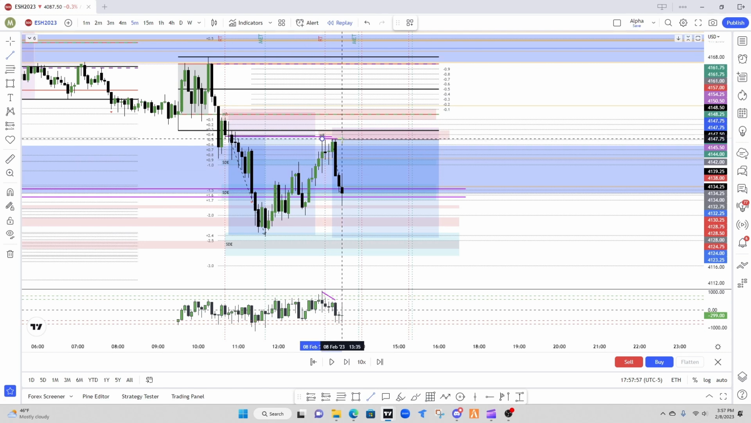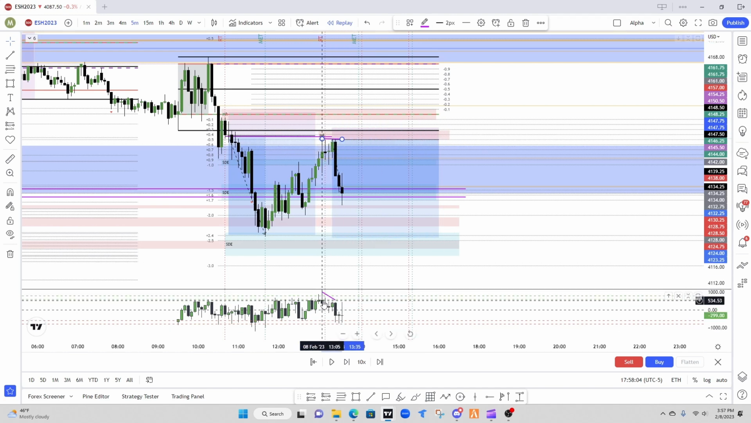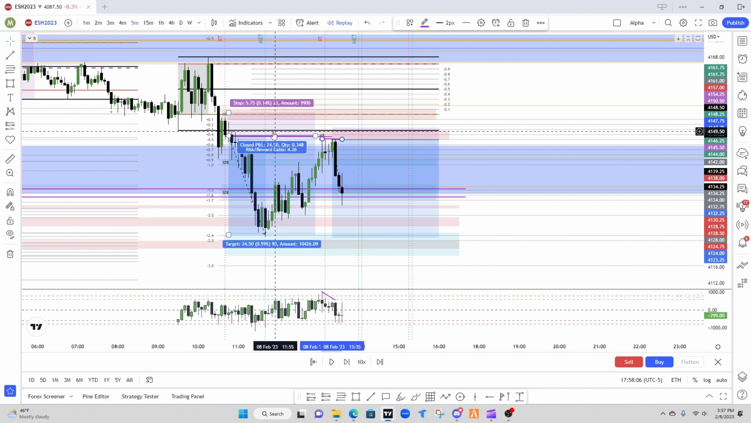We have what is considered basically a hidden divergence. We've gone flat on our price, but we went down on our tick grid. So that's another confluence to get into a trade.